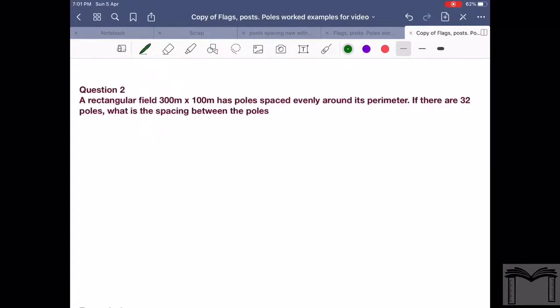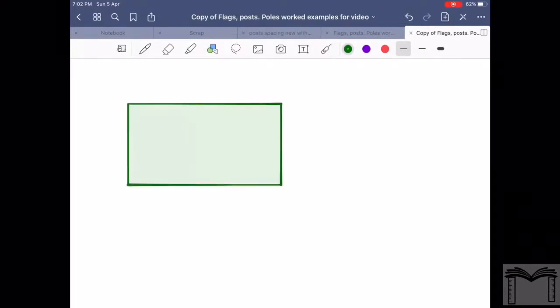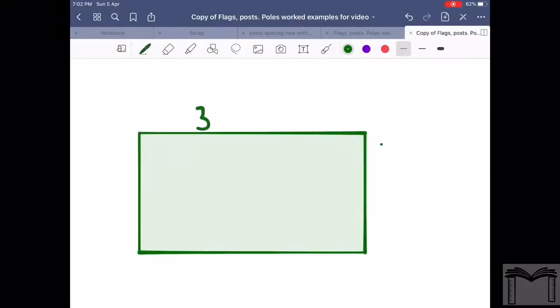Question 2. A rectangular field 300 meters by 100 meters has poles spaced evenly around its perimeter. If there are 32 poles, what is the spacing between the poles? So we will make a quick sketch. And 100 meters is the width.